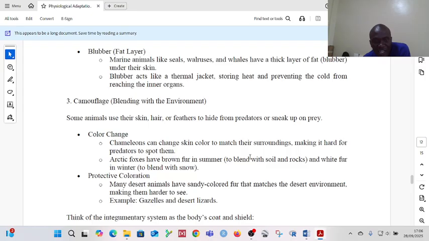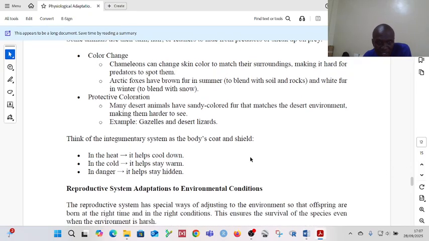Their fur inafanana karibu na mchanga. Remember, in the desert, it's largely sandy. So if the animals have their fur colored like sand, then it ends up matching the desert environment and makes it harder for these animals to be seen. So then they can, in a way, hide from predators.